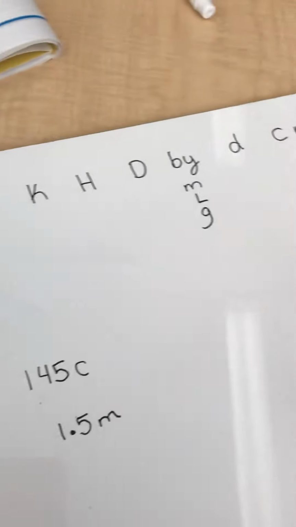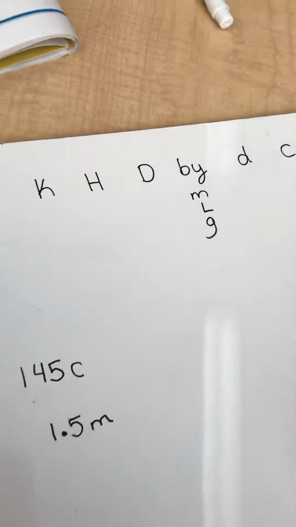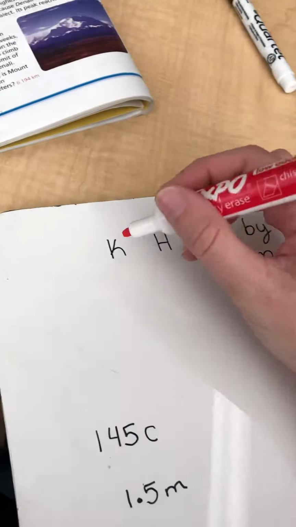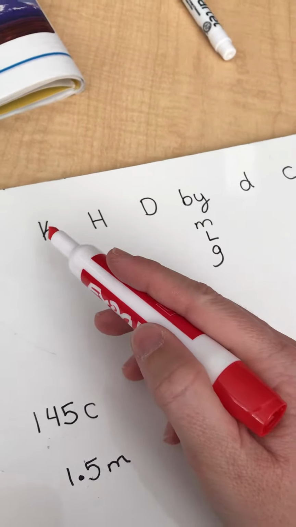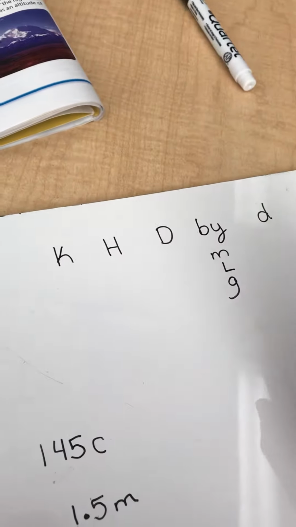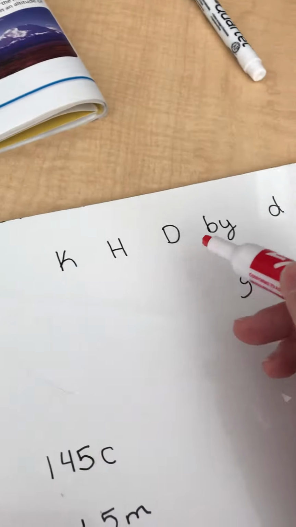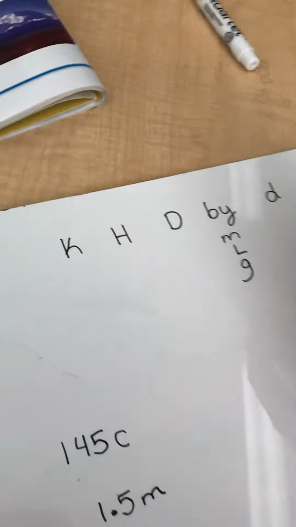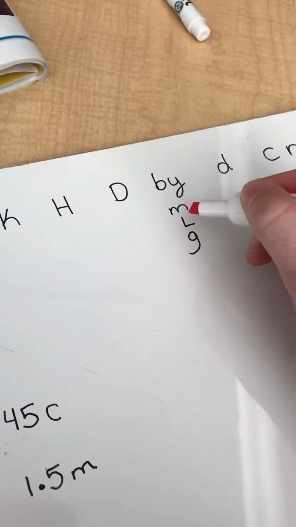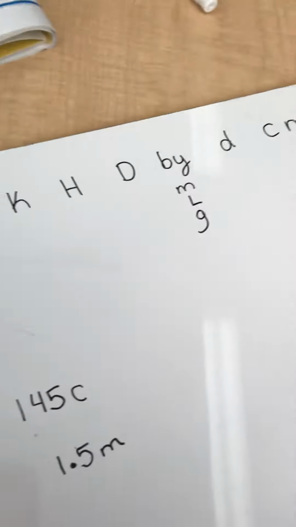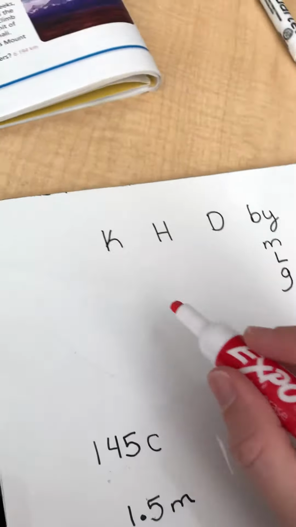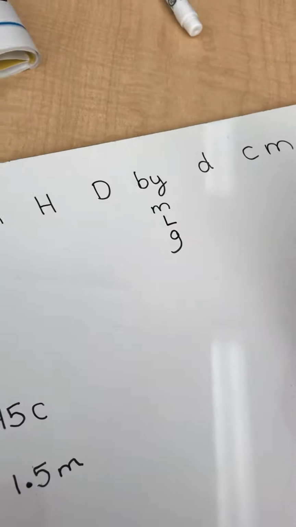Okay, tonight's skill is metric measures. In class, we have been writing our metric units across the top of our paper, and we say King Henry died by drinking chocolate milk. And in the middle, we know by is meter, liter, gram. And tonight's homework, they're just converting forwards and backwards within the metric units.